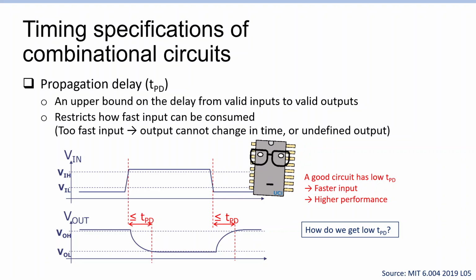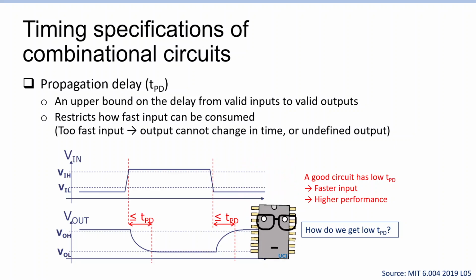Because if we change the input too quickly to the next set of input, the output cannot change in time, which will lead to undesirable features such as undefined output. So a good circuit would have low propagation delay, which will allow for a faster change of inputs, which will lead to higher performance. So I guess the question we can ask as designers is, how can we get low propagation delay? We'll get into that as we move through the course.